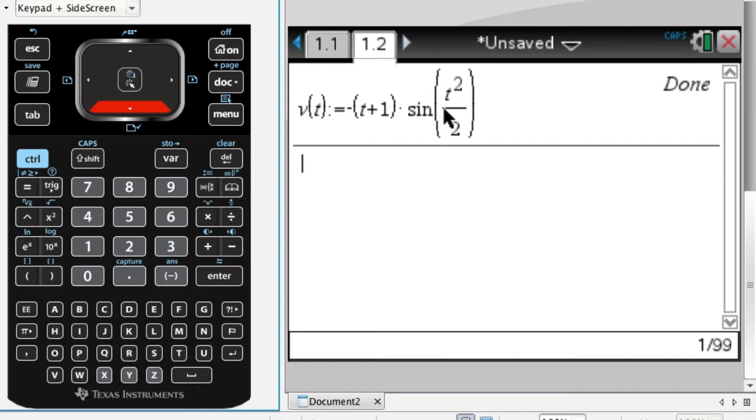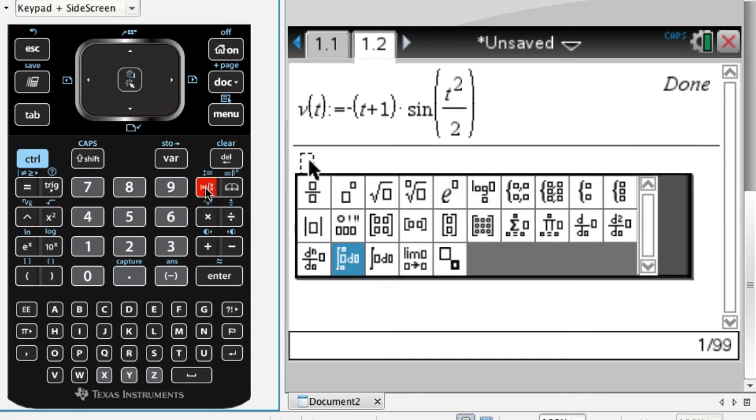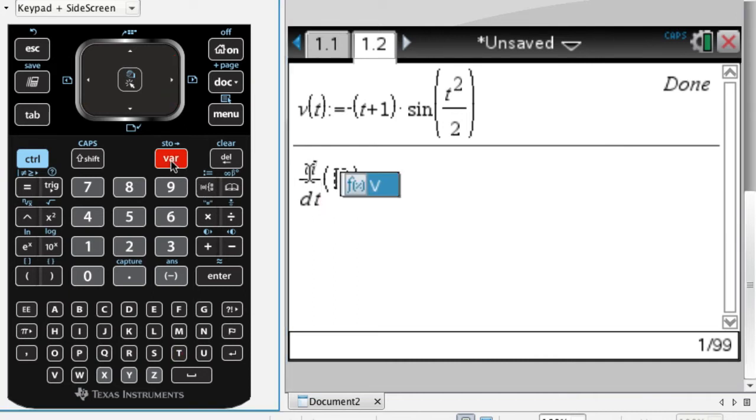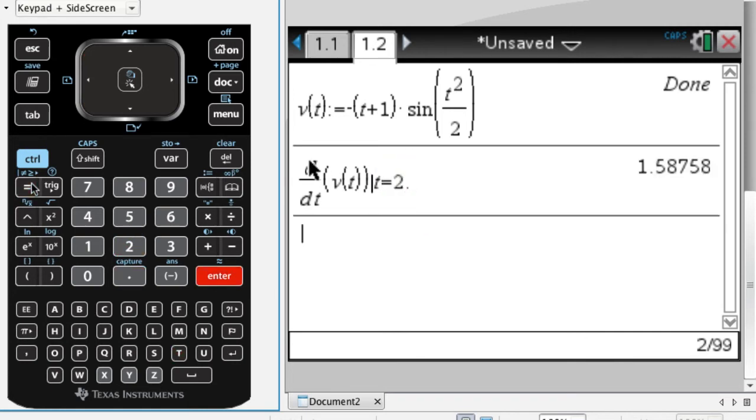And the first question is find the acceleration of the particle at time t equals 2. So acceleration is the derivative of velocity. So I'm going to use this template here. Derivative with respect to t. Hit the var key, v of t. And then such that, control equals, such that t equals 2. I'm going to put a decimal so that I get a decimal answer. And I get 1.588. So that would be the acceleration.